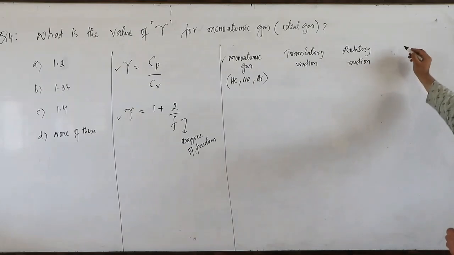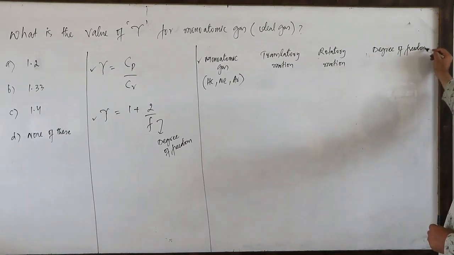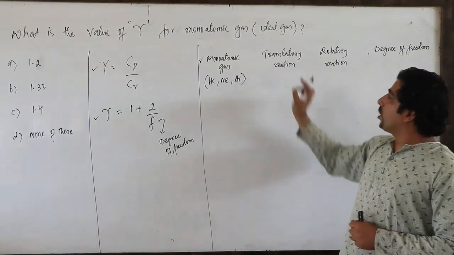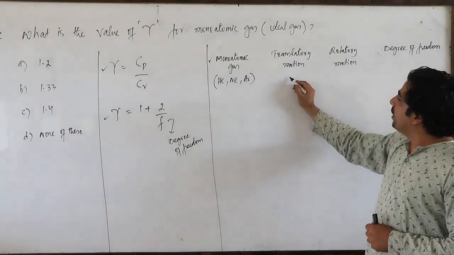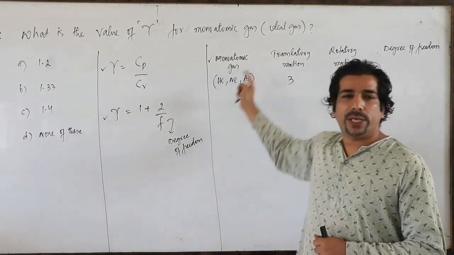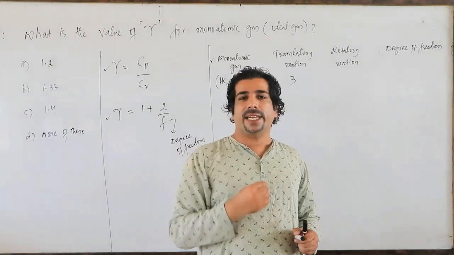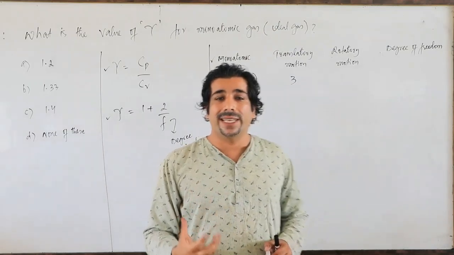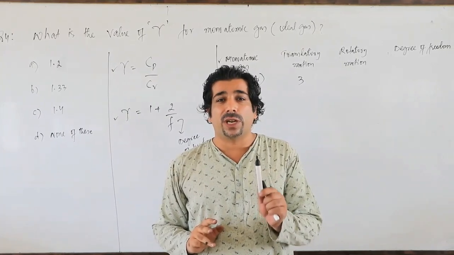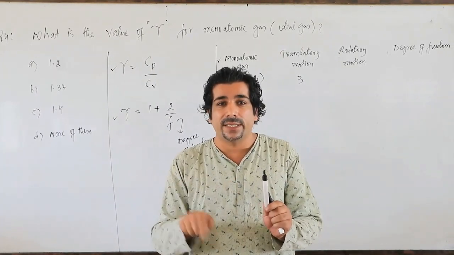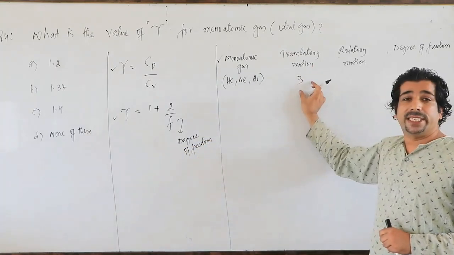And these two factors will give me the degree of freedom of gas. If you talk about the translatory motion of the monoatomic gas, my dear friends, this value is 3. That means this monoatomic gas can move along x-axis, y-axis and z-axis. So it will show translatory motion along all the 3 axes, and its translatory motion will be taken as 3.